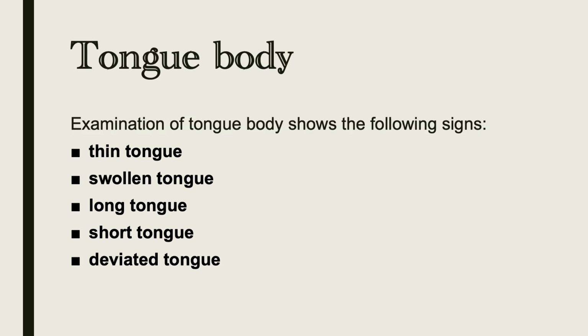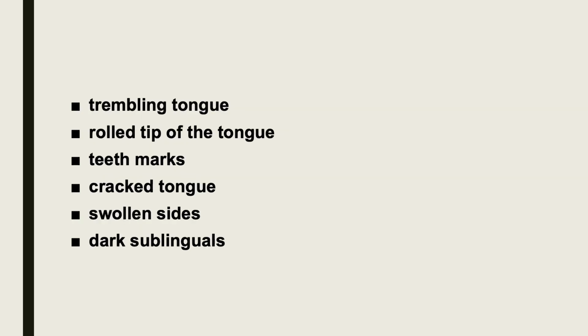Today we are going to talk about the tongue body. Examination of the tongue body shows the following signs: thin tongue, swollen tongue, long tongue, short tongue, deviated tongue, trembling tongue, rolled tip of the tongue, teeth marks, cracked tongue, swollen sides, and dark sublinguals.